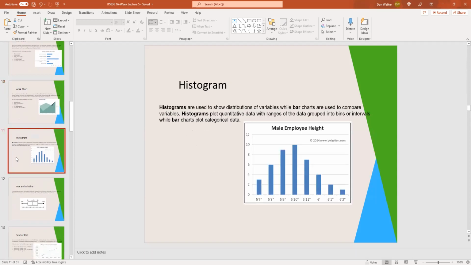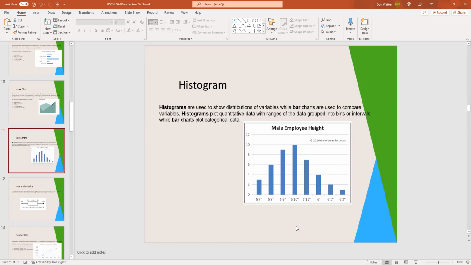A histogram looks a lot like a column chart, but it's not. It's a way to show the distribution of a continuous variable by putting the number of occurrences within that continuous variable into bars, bins, and then displaying them on the screen. So this is a distribution of heights, and it doesn't have to be continuous data. It can be, it just can't be categorical, something like that wouldn't make sense.